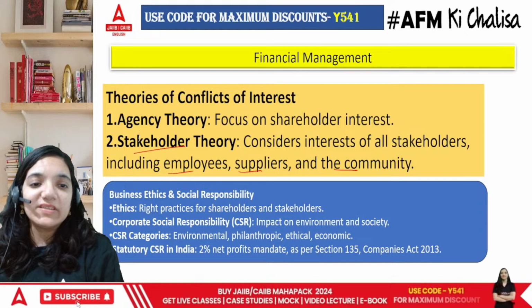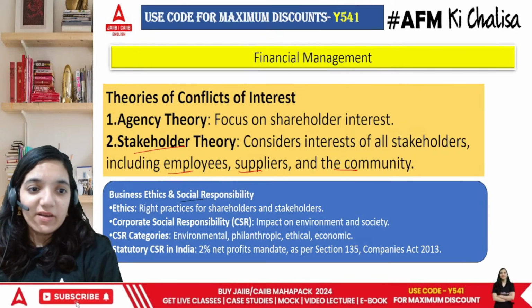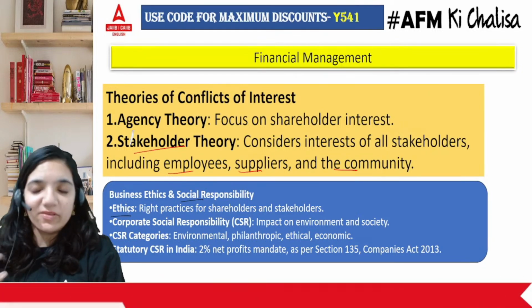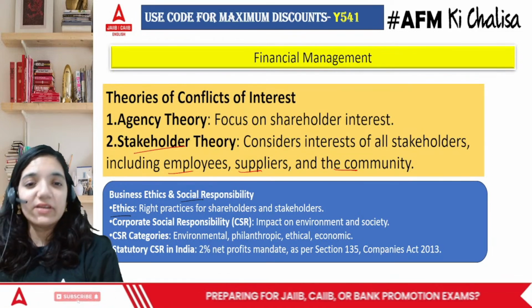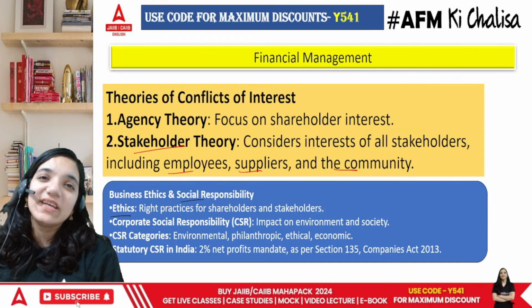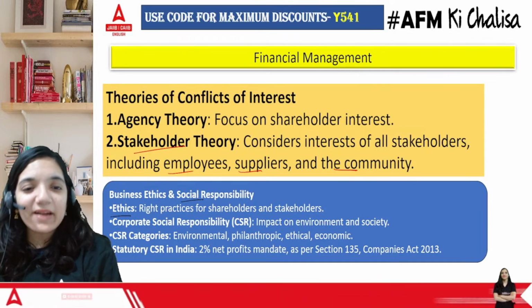Then comes business ethics and social responsibility part. First part is your ethics. They talk about the business ethics, which is basically that for the shareholders and stakeholders, the ethics should be there so that right practices are going on.